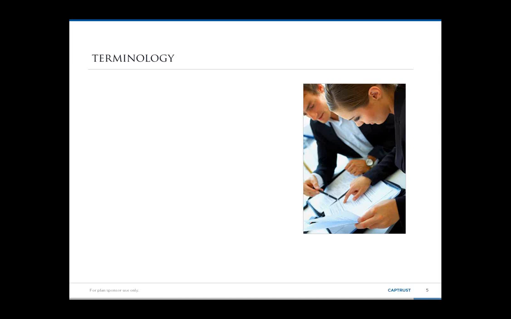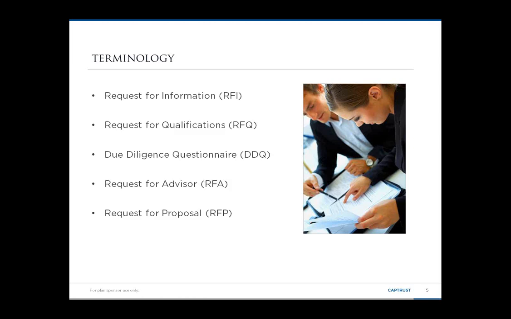Next slide we would like to focus on is terminology. Our industry has a ton of jargon, and we really like our acronyms too. This is a list of commonly used terms associated with the process. Request for information, or an RFI, request for qualifications, RFQ, a due diligence questionnaire, which is a DDQ, request for advisor, an RFA, or request for proposal, an RFP.